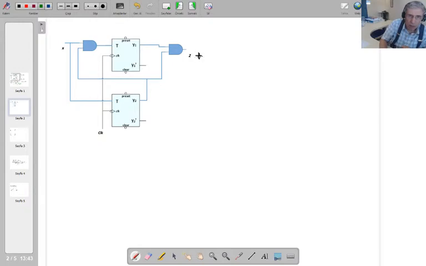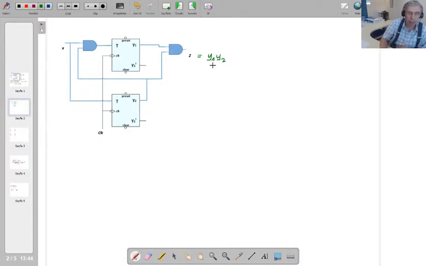If you look at this Z output here, it is a function of y1 and also y2, isn't it? This is y1, this is y2. So Z equals y1 times y2. Since Z is a function of state variables only, once again I would like to remind you, these y's are the small y's, not the capital Y's. Small y's are the present state variables. Capital Y's are dependent variables, the next state functions.